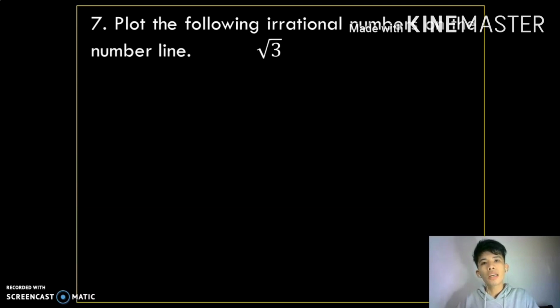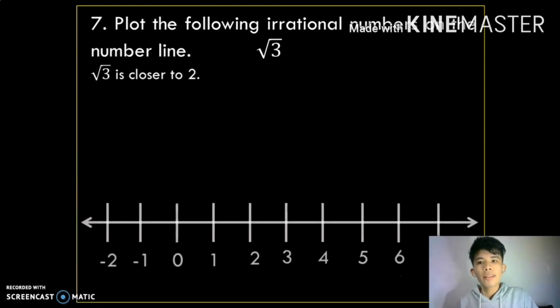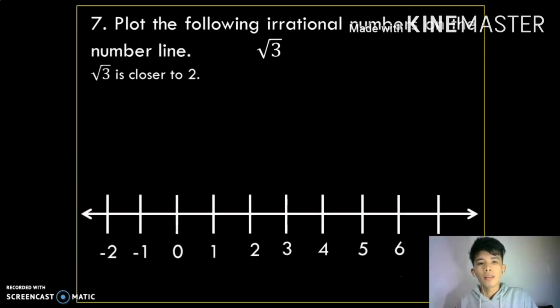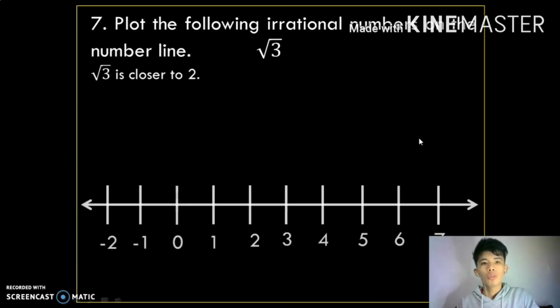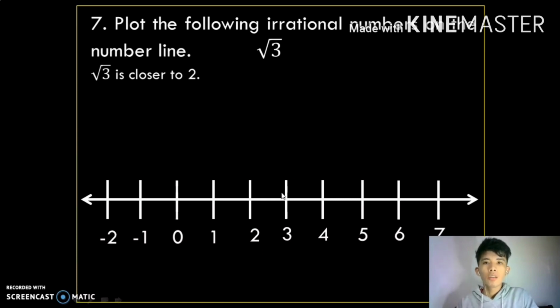So, plot the following irrational numbers on the number line. Una, square root of 3. So, square root of 3 is closer to 2, positive 2. Okay, 3 is closer to 2. And ito yung ating number line. So, ngayon saan natin ipa-plot si square root of 3?